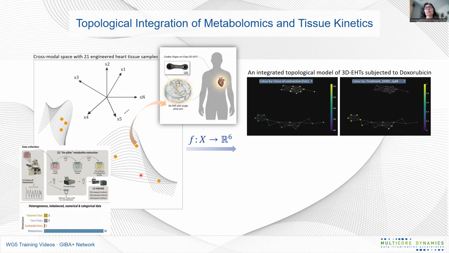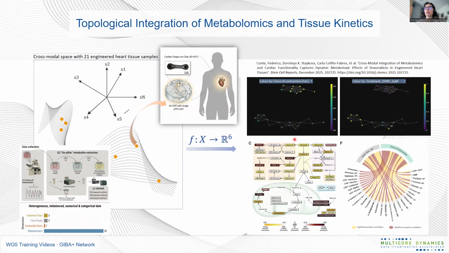In this case, I have used the metabolomic sets to construct topological lenses and fuse them in the model shown here, which was able to clearly distinguish treated from not treated samples, which are also found to be associated with different patterns of force of contraction. And we use this model to infer metabolic rewiring of cardiac models when subjected to different doses of doxorubicin, and the paper is listed here on the top.